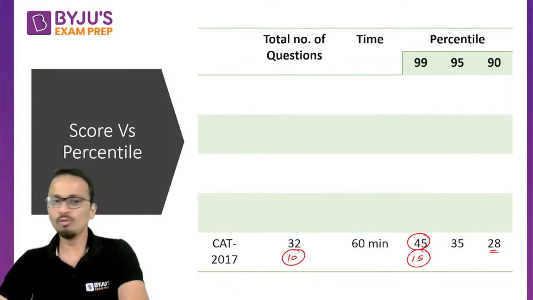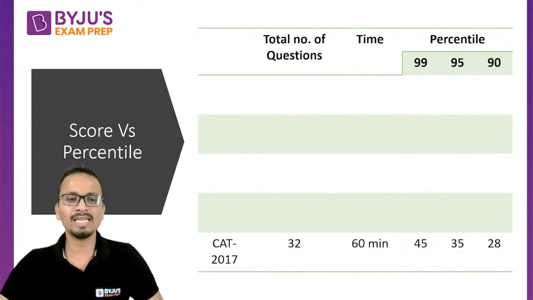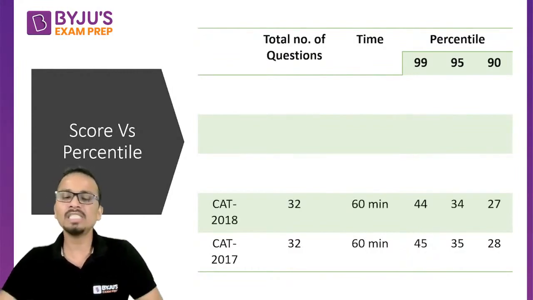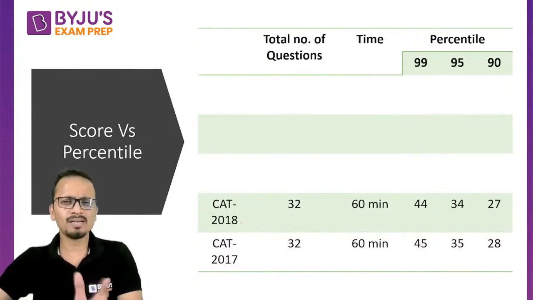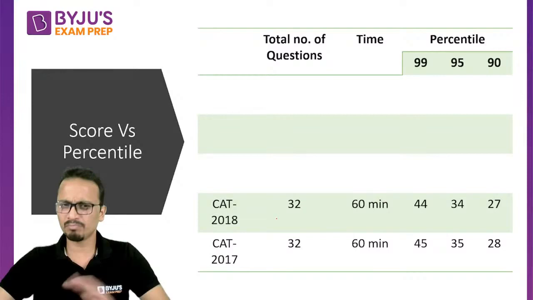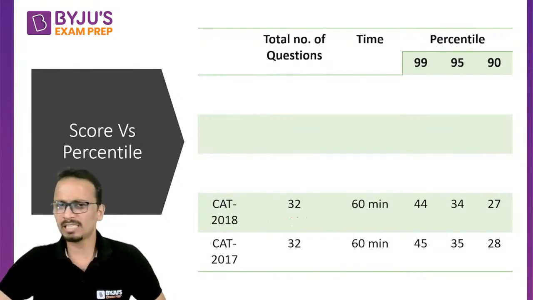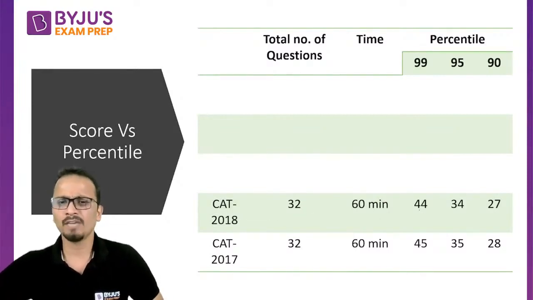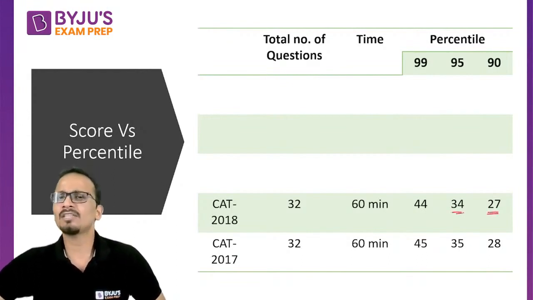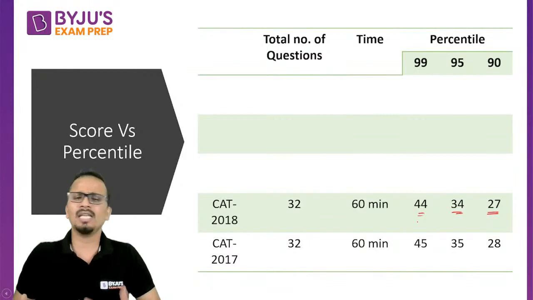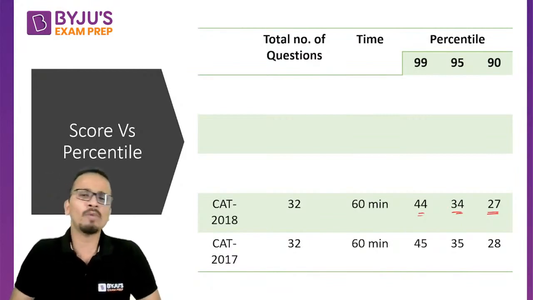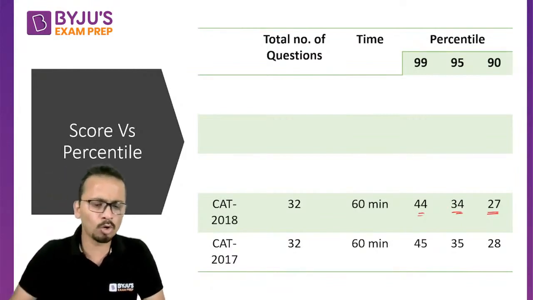Okay. Now, if I move further to the next year, CAT 2018. The cutoffs were approximately the same as that of the last year. So out of 96 marks, if a person has scored 27 marks, he will get 90 plus percentile. At 34, we are getting 95, and at 44 marks, we are getting 99 percentile. So I can say that this happened because the level of difficulty of CAT 2017 and CAT 2018 LRDI section more or less were the same.